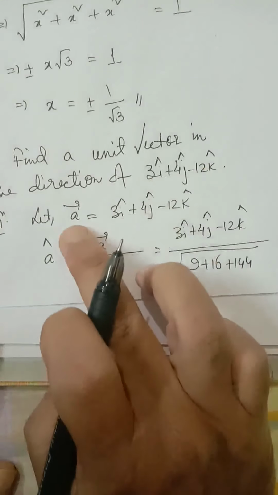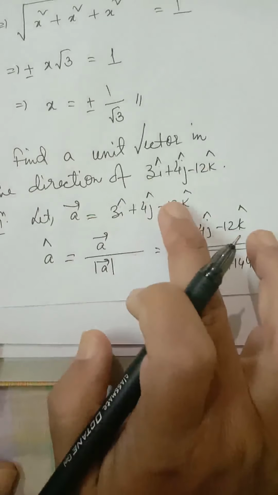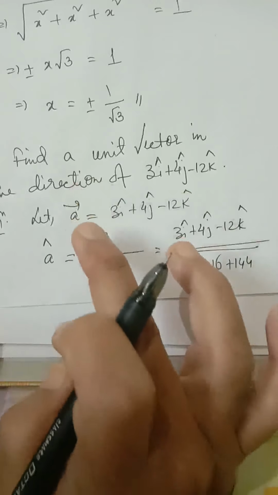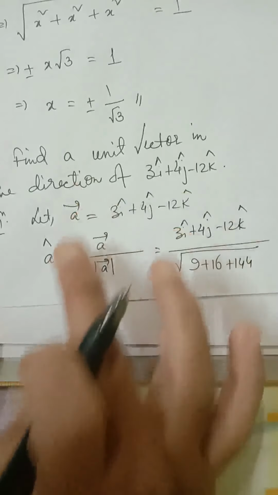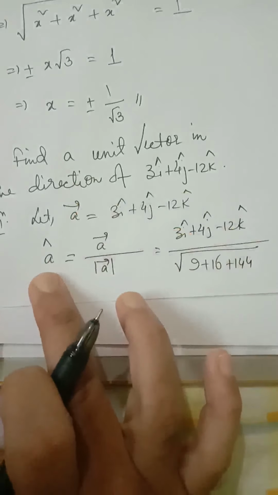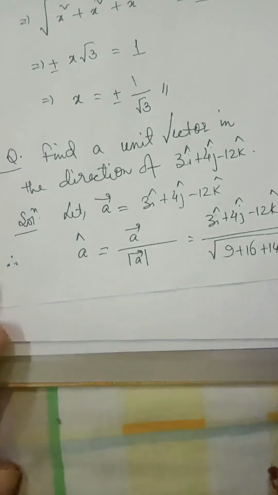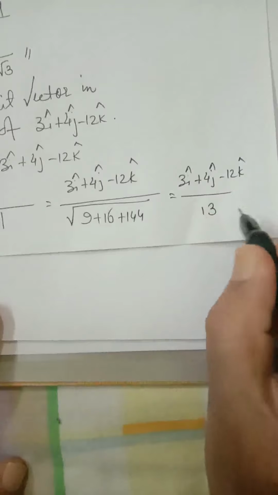Suppose the given vector is A vector. That means we have to find the unit vector in the direction of A vector. And we know the unit vector in the direction of A vector is denoted by A cap, and the formula for A cap is this. Therefore A cap equals this. This is the required unit vector.